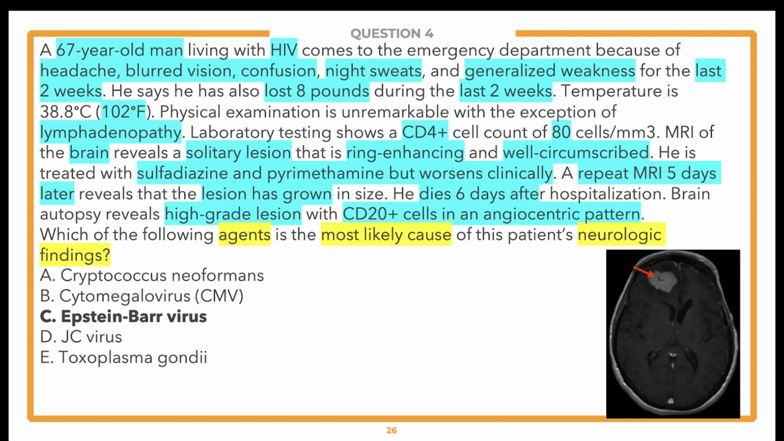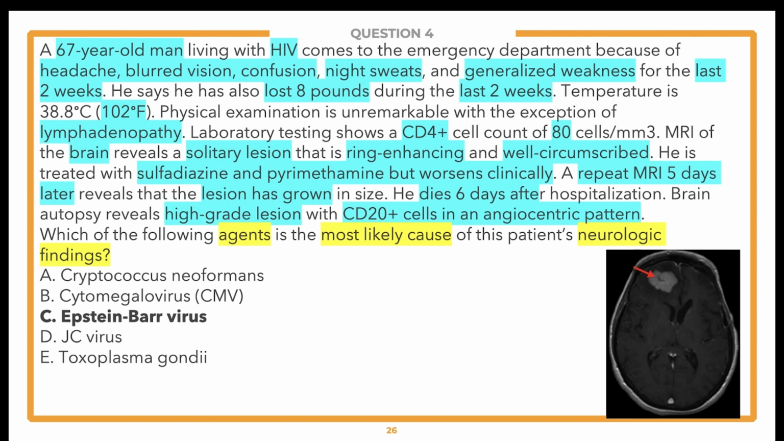Our other incorrect answer choice here, JC virus. JC virus can be reactivated in people that have HIV, but generally you'll have, as a result of that, progressive multifocal leukoencephalopathy. That's not what we're seeing here. Those are not the symptoms we're seeing. Cytomegalovirus does happen also in HIV patients, but that'll cause encephalitis, okay? Encephalitis. So once again, not the correct answer. Then we've got answer choice A here, Cryptococcus neoformans, and that's a fungus, and that'll cause meningitis in individuals.